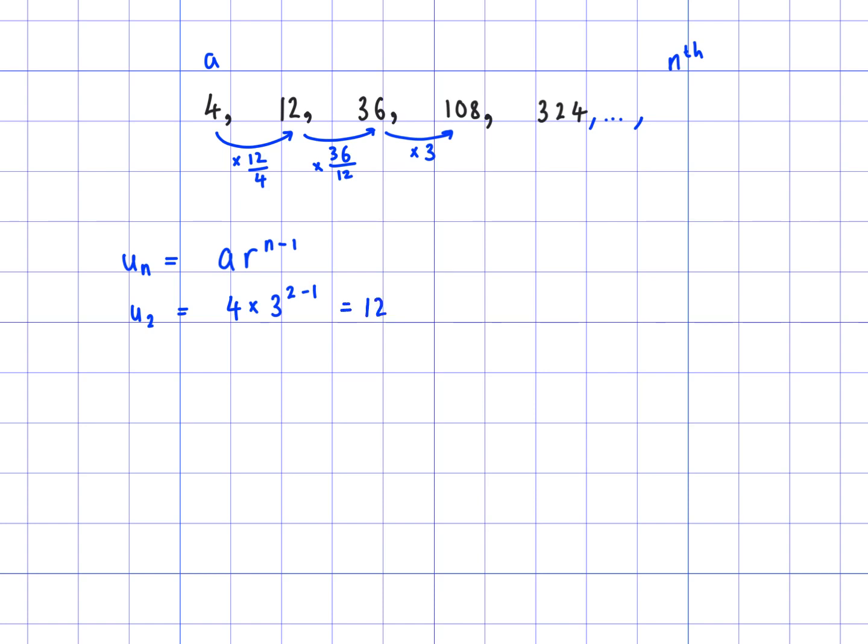To get to the third term, what I would have is 4 times 3 to the power of 3 take away 1, and that is 4 times 3 squared, because 3 take away 1 is 2, 3 squared is 9, 4 times 9 is 36, and I can see that that's what I have there.